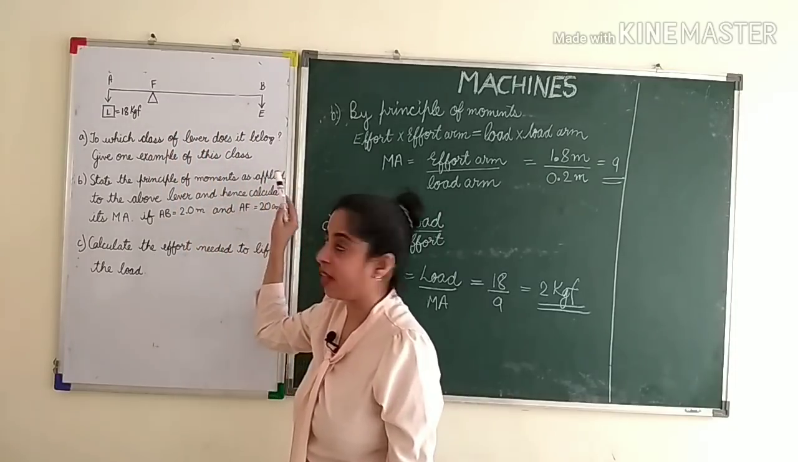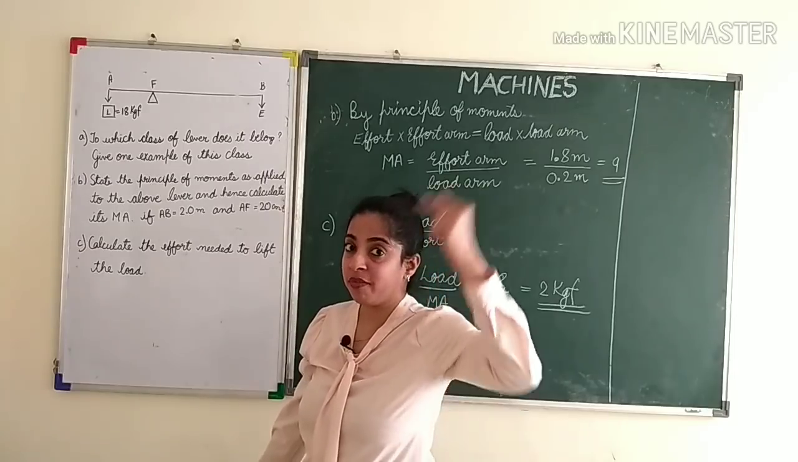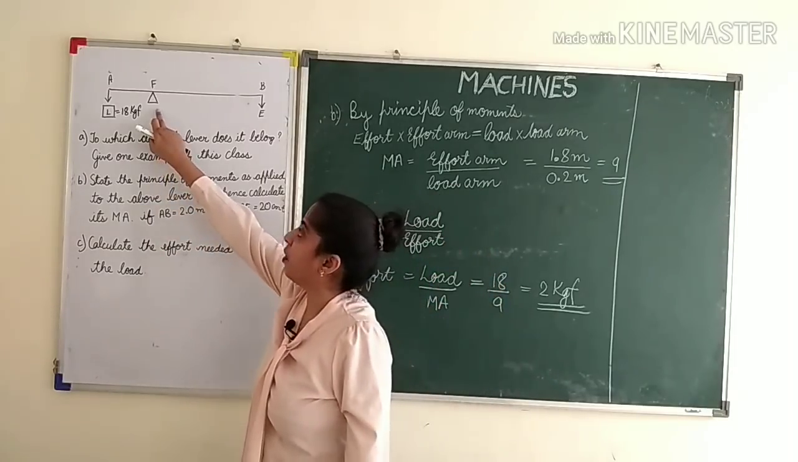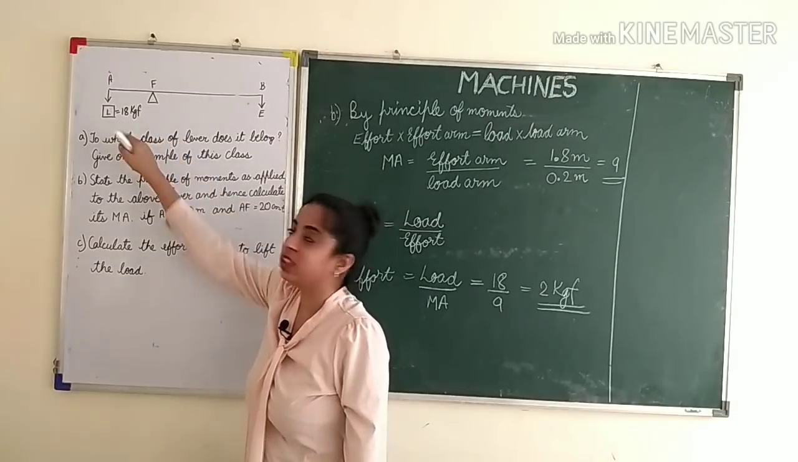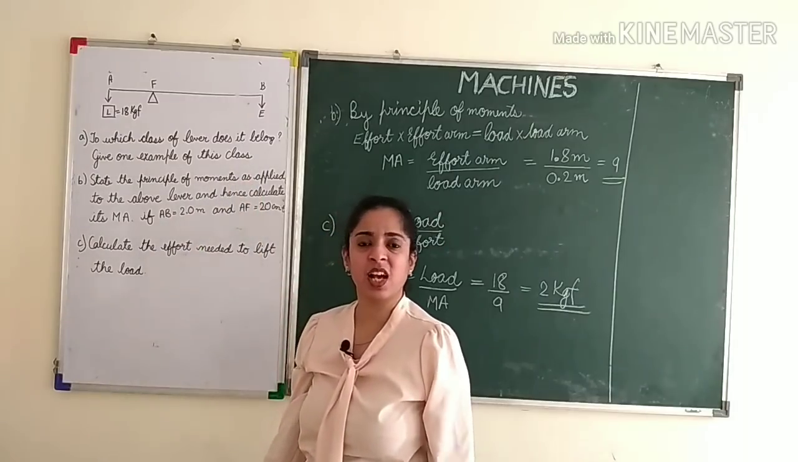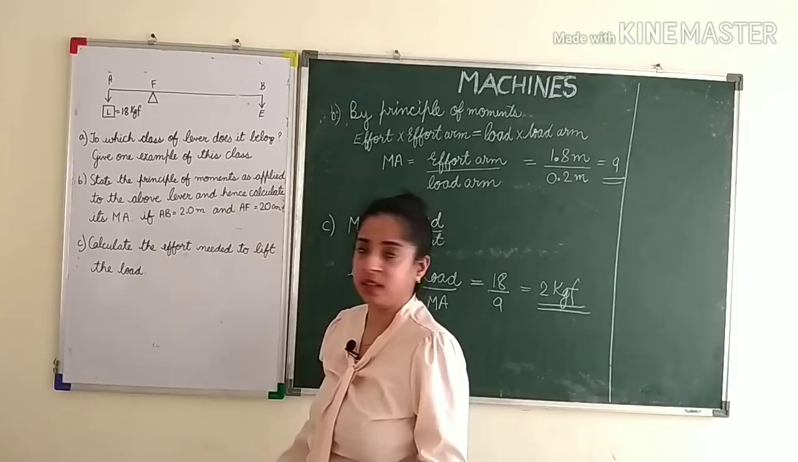Seeing the diagram, it's very clear that fulcrum is in between. So remember FLE, F was first. So fulcrum is in between. So this is class 1 type of lever. Now give one example of this class. You can give any example, scissor, plier, seesaw, anything.